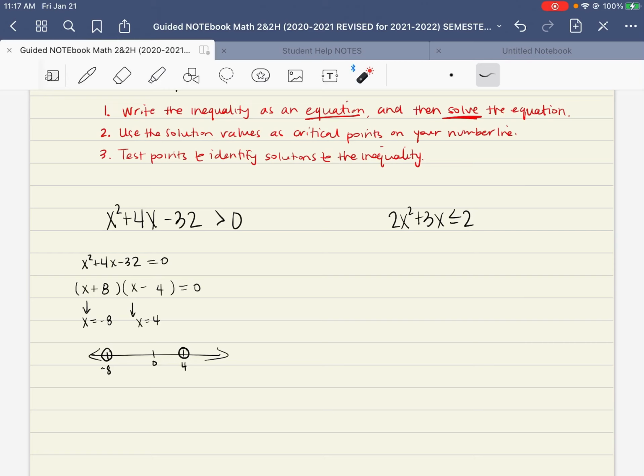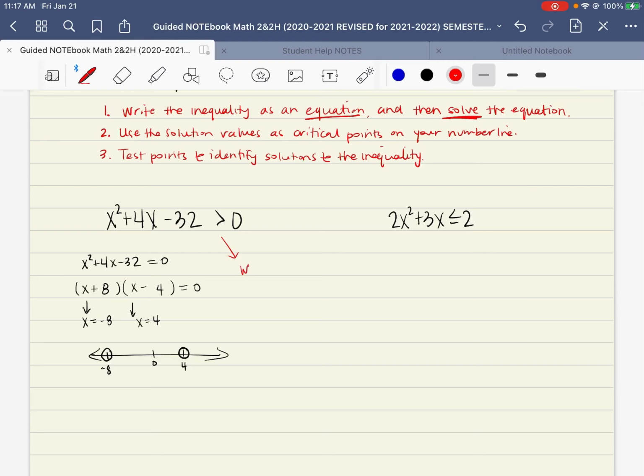But here, our solutions could exist between here, or they could exist in this section, or they could exist in this section. So we call these critical values, and we just choose a value within the specific section to test if it's true. So for example, if I wanted to see if values greater than 4 were true for this inequality, I could choose the value, say 5 or 6 or 10. And then I just plug that in. So let's say I come up here, I take my inequality, and I'm going to plug in the value 5.